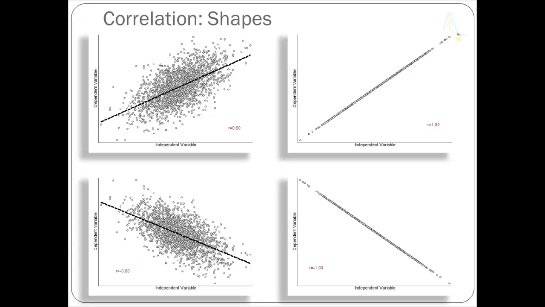It would be incorrect to say that the negative 0.6 correlation is less than the correlation of 0.6. Some people like to look at the absolute value because we really don't care if it's negative or positive, except when we interpret the direction of the coefficient. When we look at magnitude, we look at the absolute value.